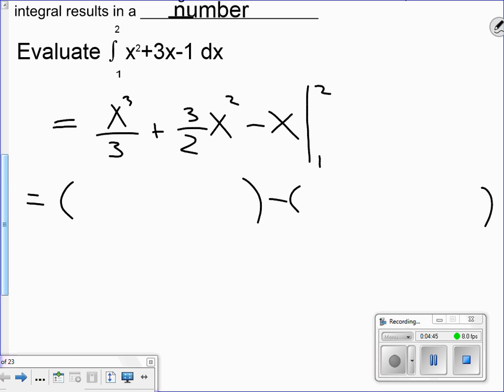What's 2 cubed over 3? 8/3 plus, what's 3/2 of 2 squared? Nice. Minus 2. Okay, so we plug the 2 into the antiderivative. Now we've got to plug the 1 in. 1 cubed over 3, 1/3. This one's easier, huh? Plus 3/2 minus 1.